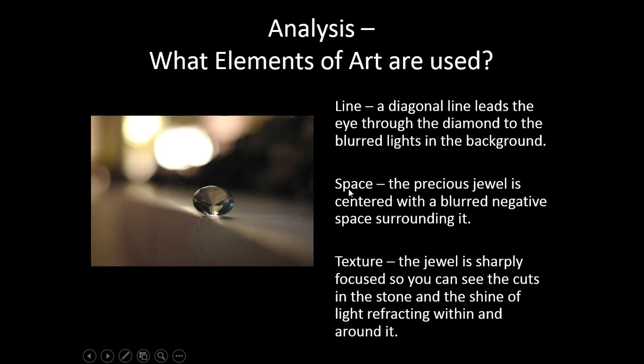We also see the element of space being used. This precious jewel is centered in the middle of the space, and the space around it is blurred. Texture. The jewel is sharply focused, so you can see the cuts in the stone and the shine of the light refracting within and also around it.